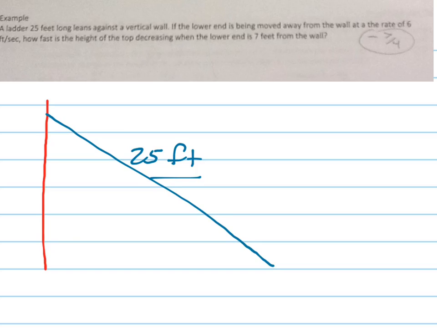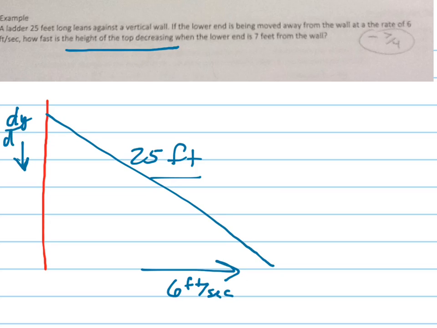If the lower end of the ladder is being moved away from the wall, so the lower end is going away from the wall at a rate of 6 feet per second, how fast is the height of the top decreasing? So that's here. This is dy/dt, because we're going to call this y and we're going to call this x. So this is dx/dt.